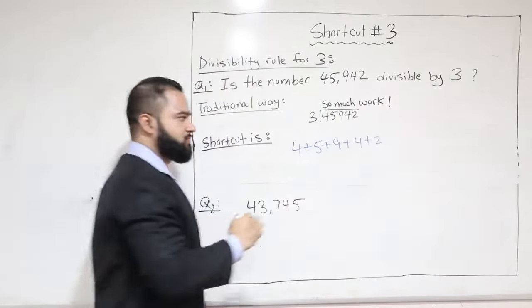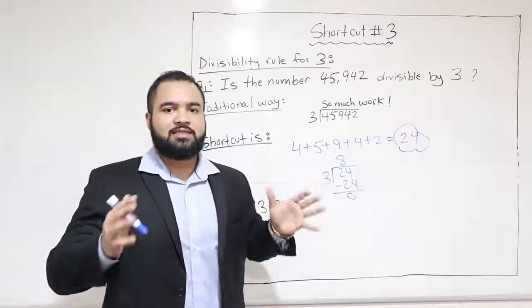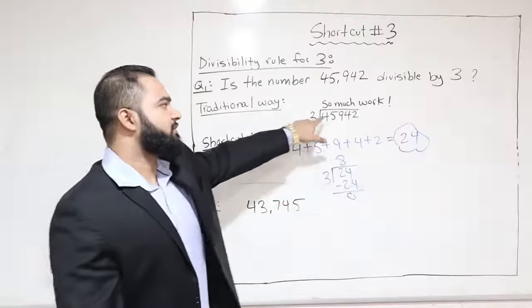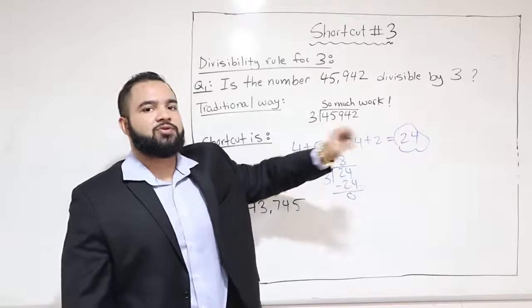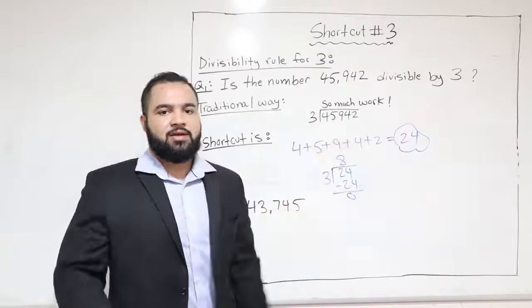Since the sum of the digits is divisible by 3, it means the number itself is divisible by 3. It means you can divide 45,942 by 3. Now you can go ahead and divide. Now let's check another one. Now the second question. Let's see if this is divisible by 3.